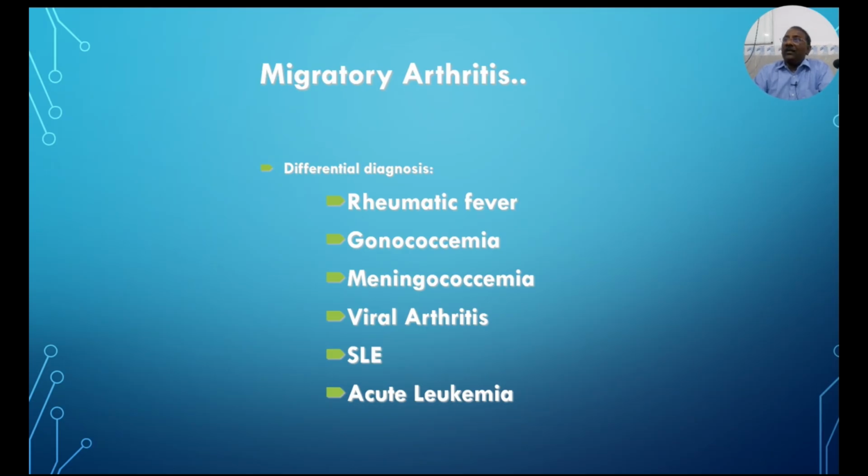So this is the migratory arthritis. Arthritis with migration. The classical is rheumatic fever. Also gonococcal infections, meningococcal infections, viral arthritis, lupus, and acute leukemia. So these are the differential diagnoses for migratory arthritis. The classical is rheumatic fever, but not always. Sometimes it could be because of gonococcal and meningococcal infections, viral arthritis, lupus, and acute leukemia.